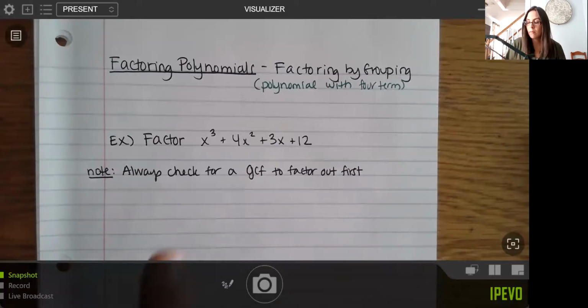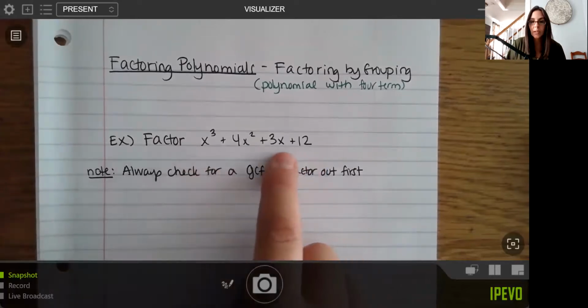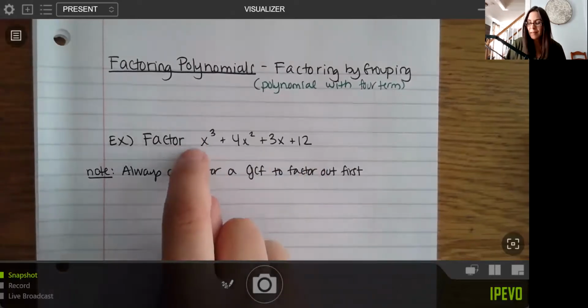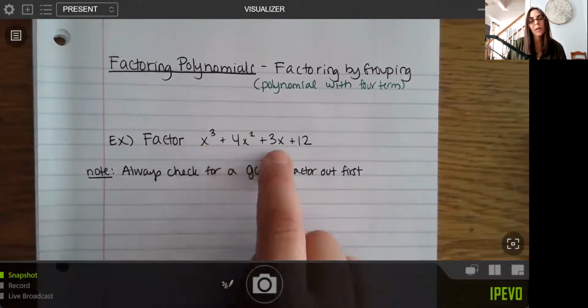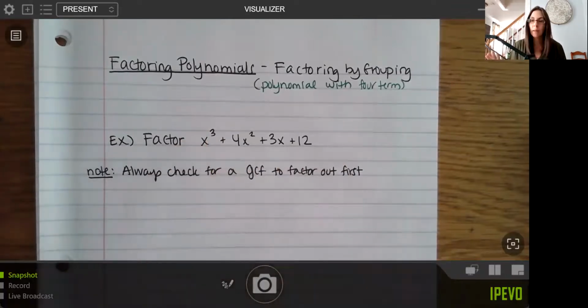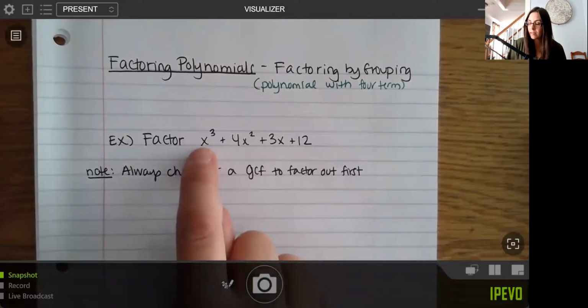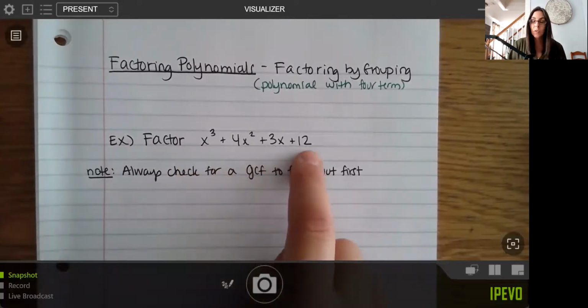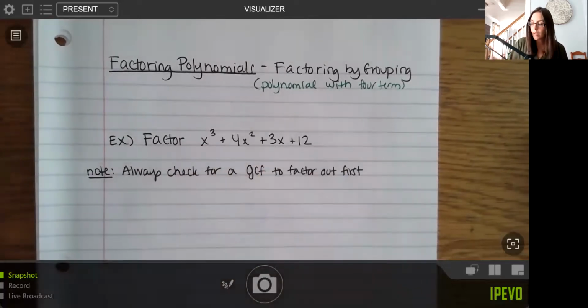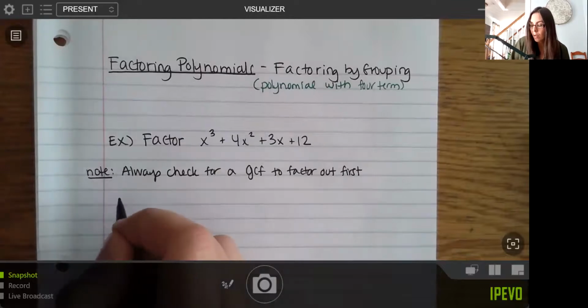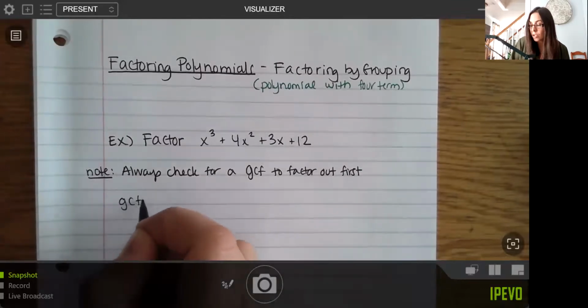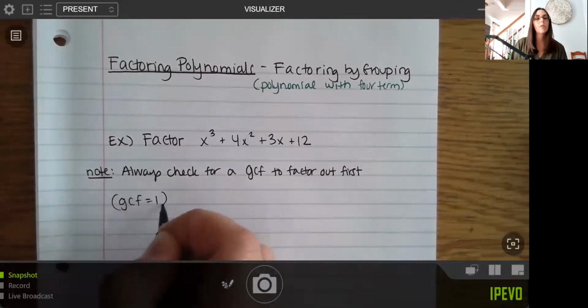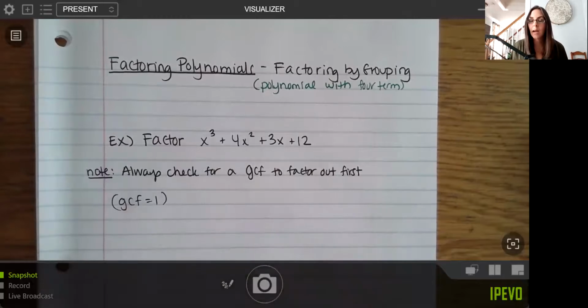So if I look here, I don't see any numbers in common to all of them. This would be a 1, and then I have a 4, 3, and 12. So the only number that divides into everything is just 1. And if I look at my x's, this has x, this does, but this doesn't. So they don't all have an x either. So in this particular example, our GCF here is just 1. When your GCF is 1, it's not going to matter. We're not going to factor it out or write that 1 in. We're just going to go with the next process.